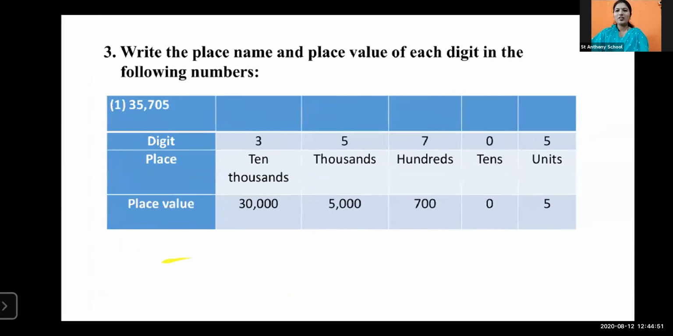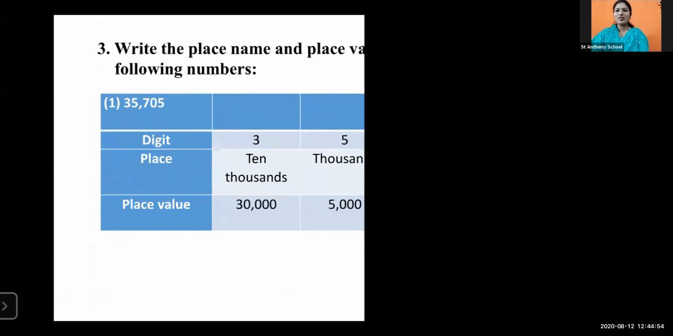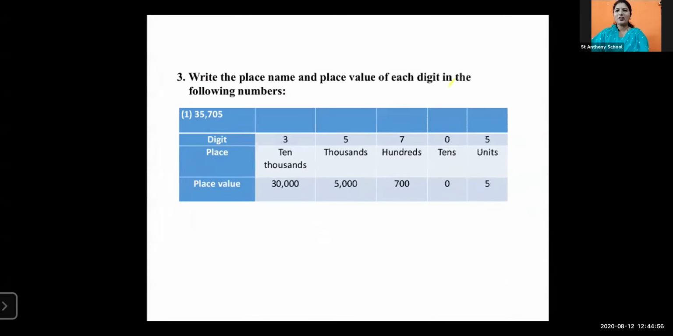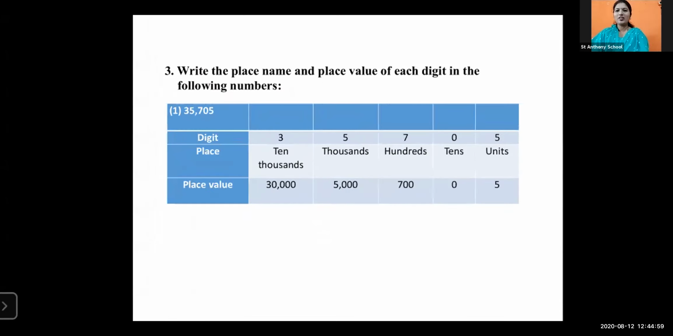Now our next question. Write the place name and the place value of each digit in the following numbers. यहाँ number is 35,705. अभी ये जो हम लोग ने पहले वाला क्वेश्चन किया, is same. Okay, 35,705. So the first row is what? First line is what? Digit. So 35705. So like this we will write the digits.